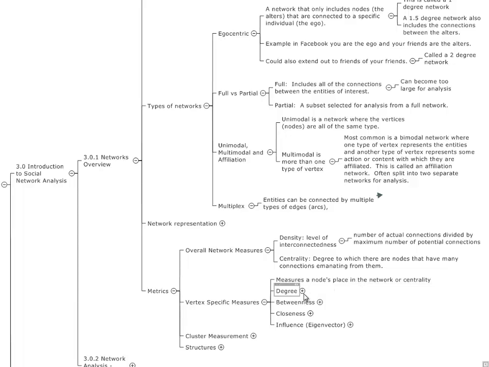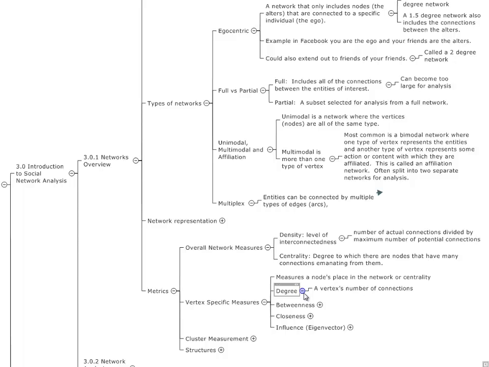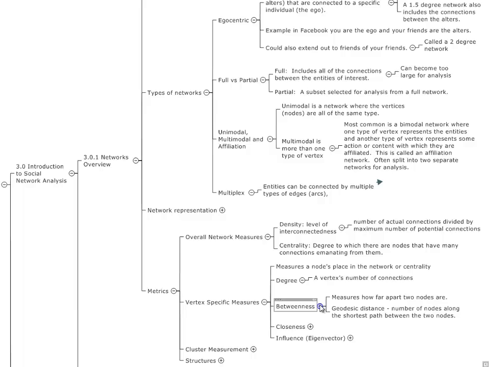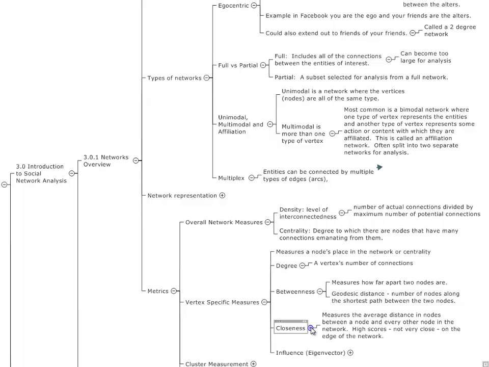For a specific node, you can measure degree, and that's just a count of the number of connections a node has. You can measure betweenness between two nodes, and that's how far apart they are. Most of the time we use geodesic distance, which is just the number of nodes along the shortest path between any two nodes. You can measure closeness, and that's the average distance in nodes between a node and every other node on the network. High scores are not very close, and those nodes may even be on the actual edge of the network itself.